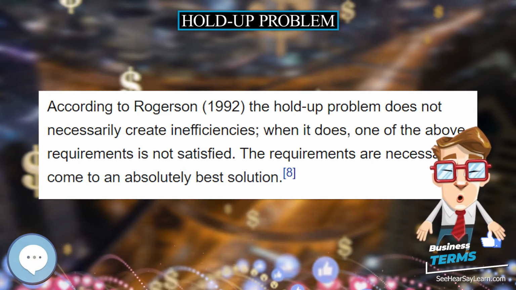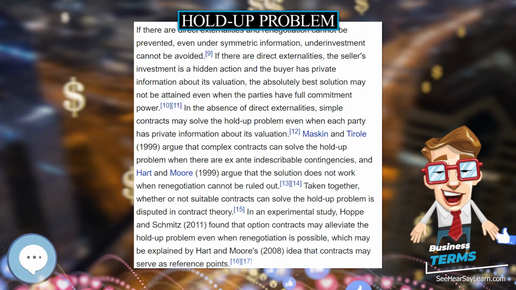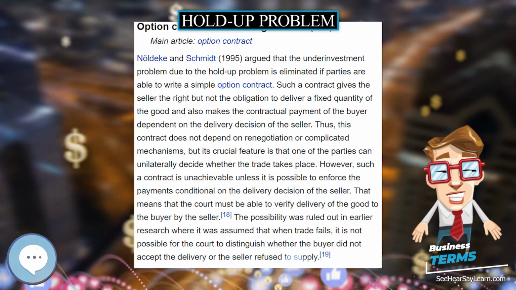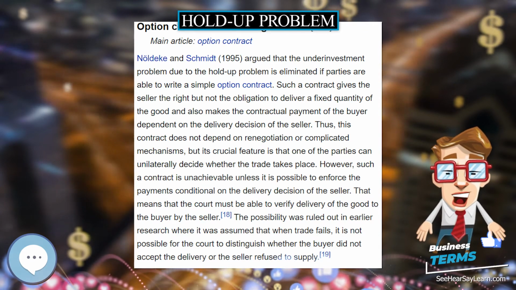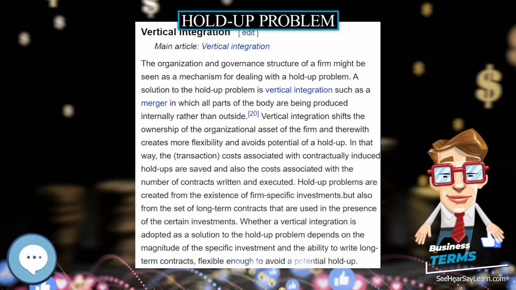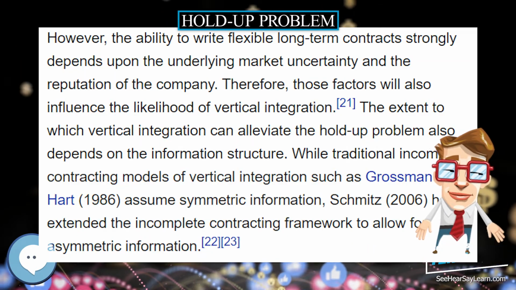In an experimental study, Hoppe and Schmitz, 2011, found that option contracts may alleviate the hold-up problem even when renegotiation is possible, which may be explained by Hart and Moore's, 2008, idea that contracts may serve as reference points.